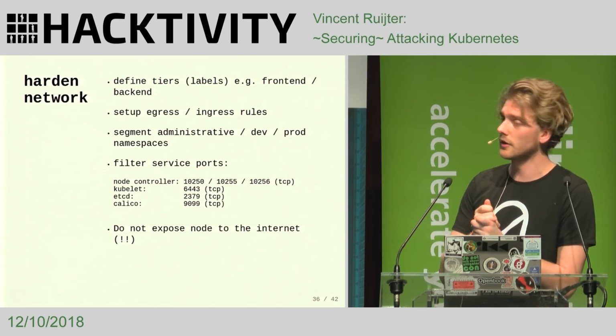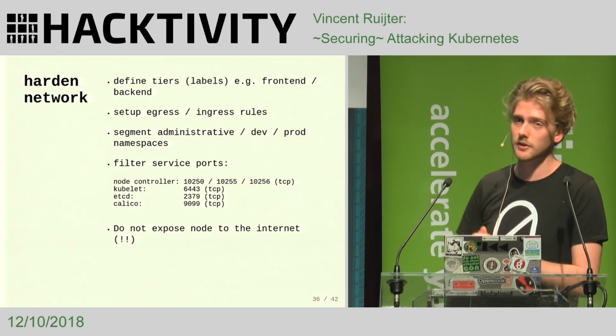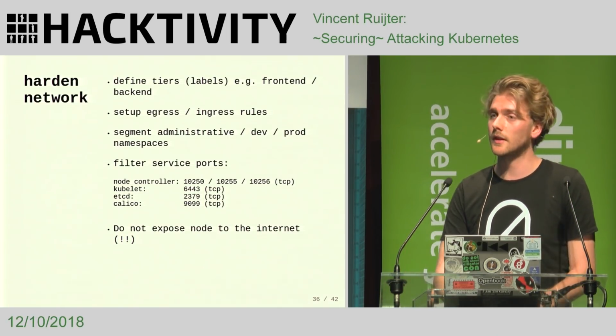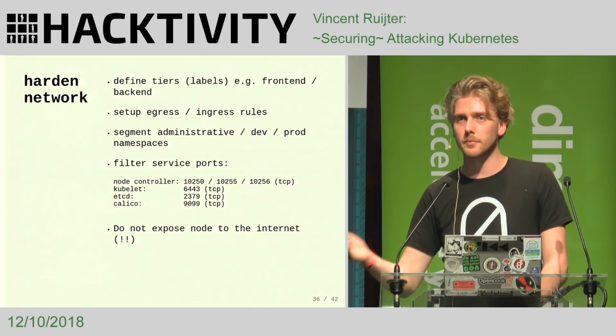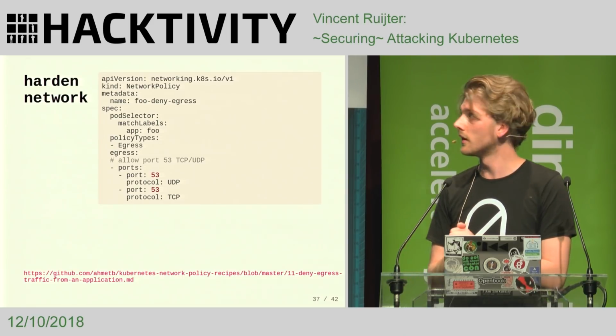So the kubelet API should not be reachable. The node controller port should not be reachable. etcd and even Calico, they should not be exposed on the internet. But yeah, better do not expose anything on your Kubernetes cluster to the internet. Maybe your websites, but anything that's critical for your cluster is better to keep inside your internal network. This is an example of how to set up an egress rule. So you can basically say, application foo or application nginx, you're only allowed to talk outbound to port 53. Of course, this won't really protect against data exfiltration, but it's an example of what you can set up.